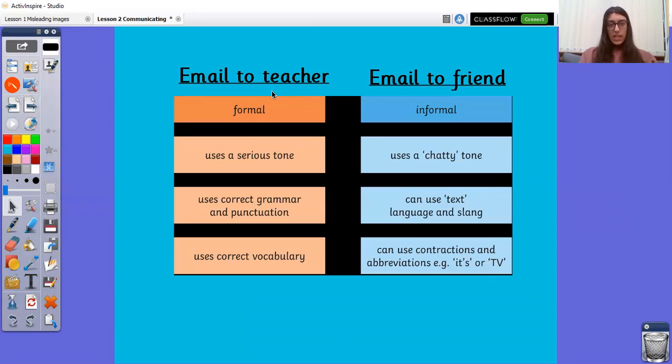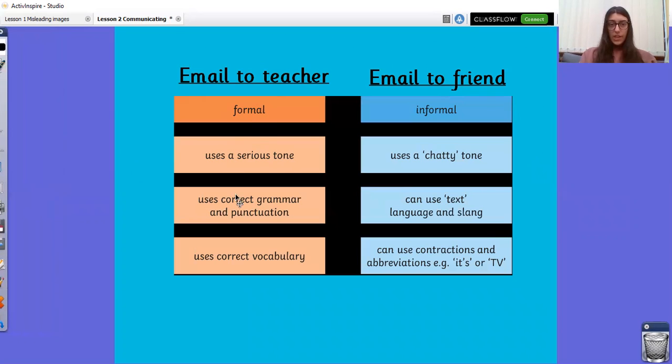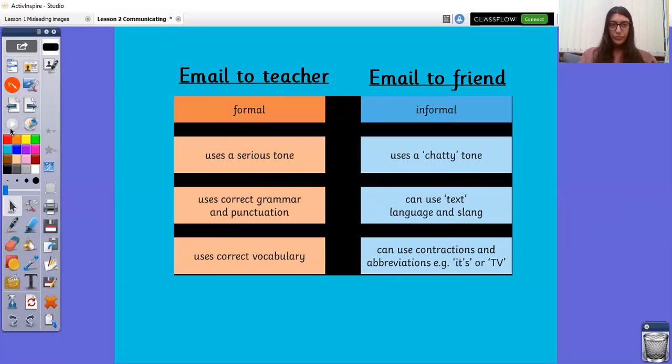Your email to your teacher should be formal because it uses a serious tone, uses correct grammar and punctuation, and uses correct vocabulary. Whereas your email to your friend is informal, uses a chatty tone, and you can use text language and slang, and you can use contractions and abbreviations, e.g. it's instead of it is, or TV instead of the full word television. Again, pause the video if this will help you with your email.